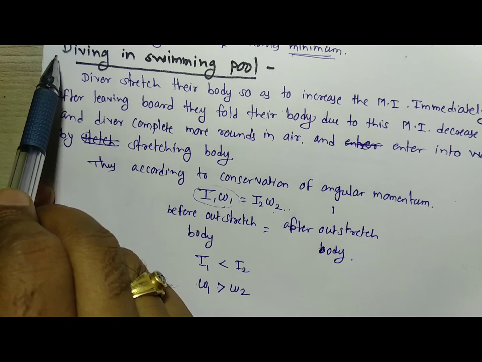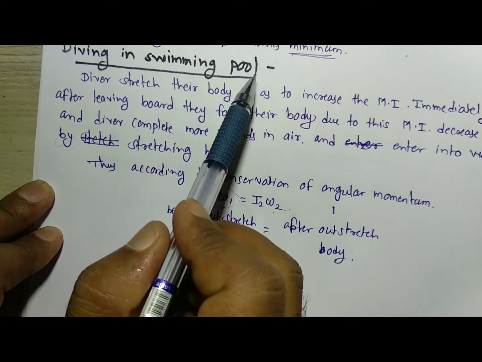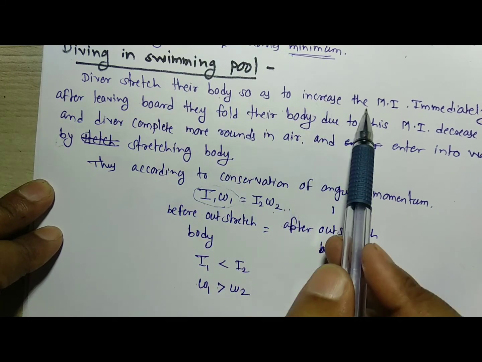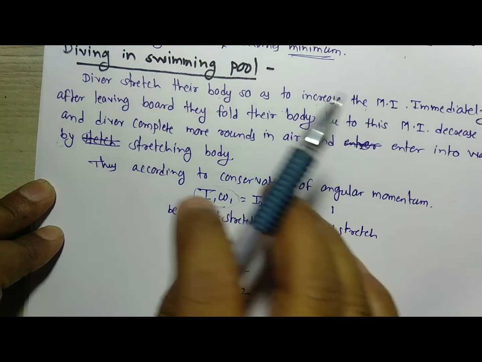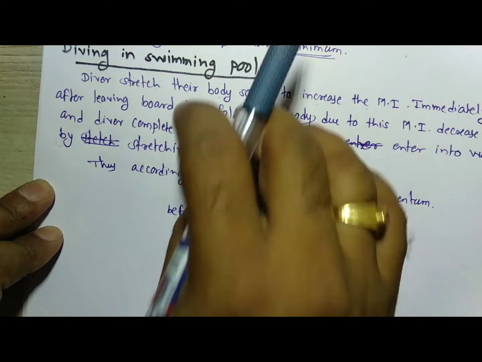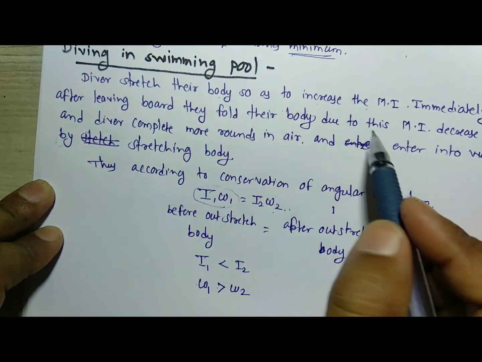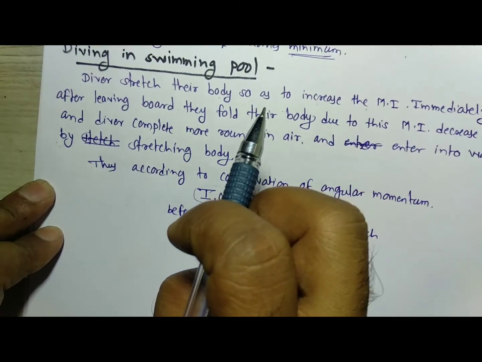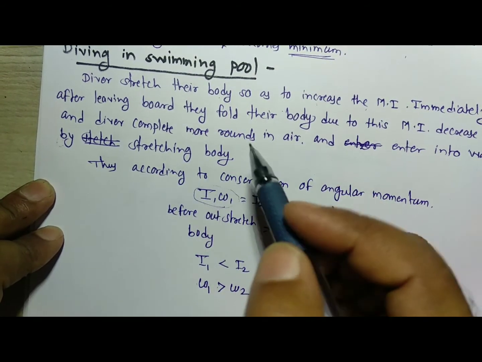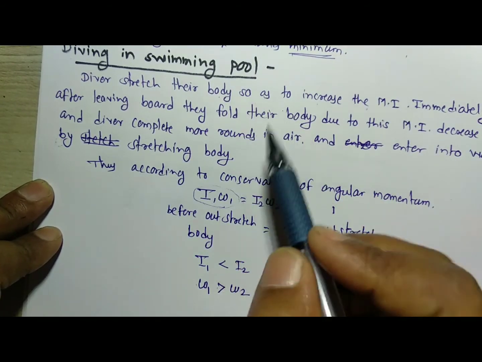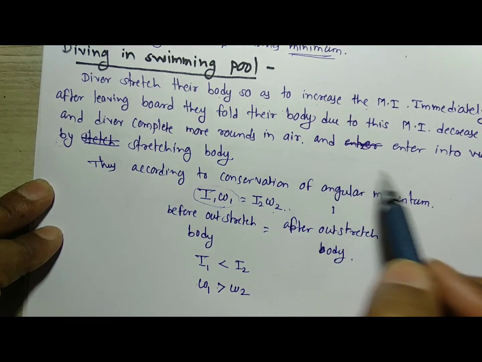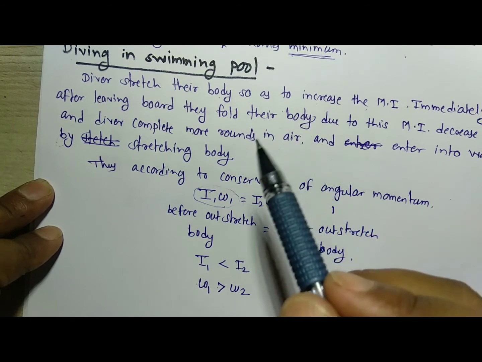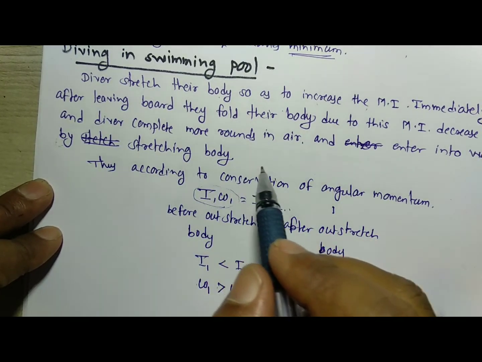Similarly, another example is diving in a swimming pool. The diver stretches their body so as to increase the moment of inertia, and immediately after jumping from the board, he folds the body, because when the body is folded the distribution of mass decreases and the moment of inertia decreases. The diver completes more and more rounds in the air easily and enters the water by stretching the body. Here also angular momentum is conserved.